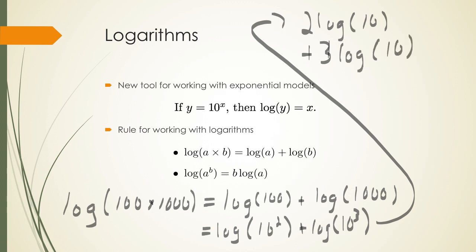Log base 10 of 10 is equal to 1, and so I get that this is equal to 2 plus 3, or 5. In other words, we can see that 100 times 1000 is equal to 100,000, which we can write as 10 to the fifth. The log of 10 to the fifth is equal to 5.